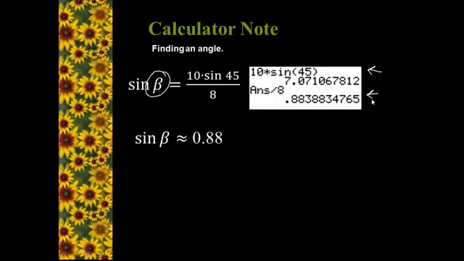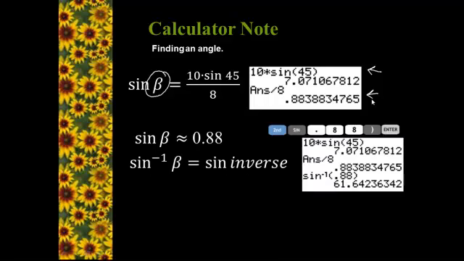Now we know that the sine of beta is approximately 0.88. To find beta, we use the sine inverse. To find the sine inverse on your calculator, you would do second, sine, and then the decimal. So it turns out that beta is 61.6 degrees.